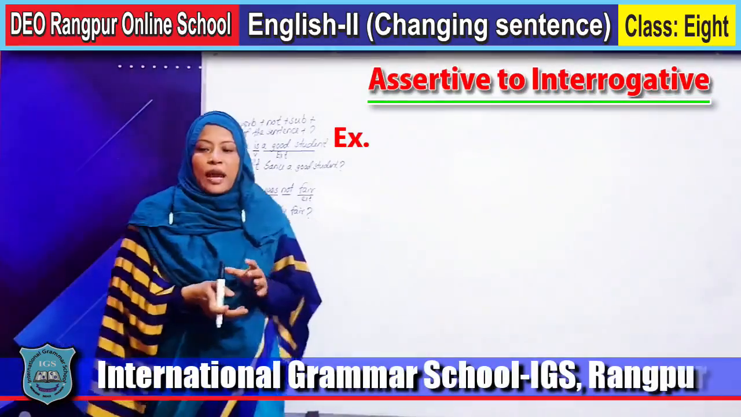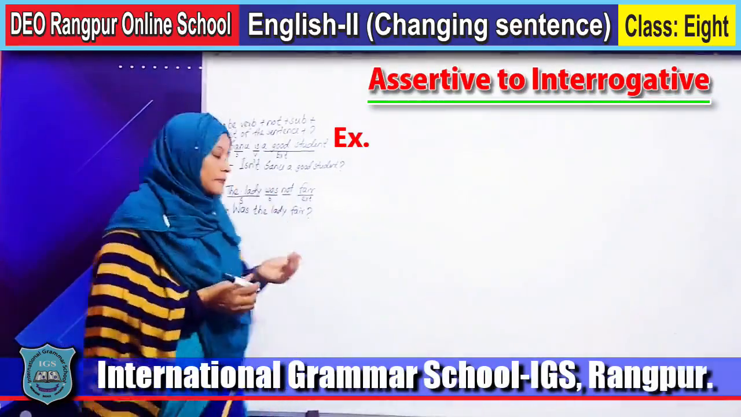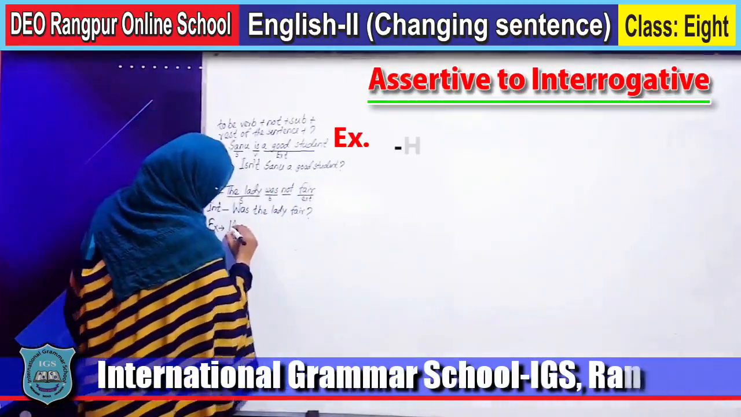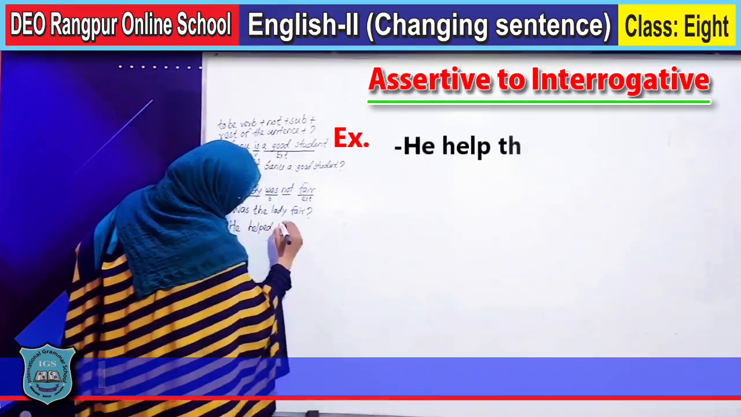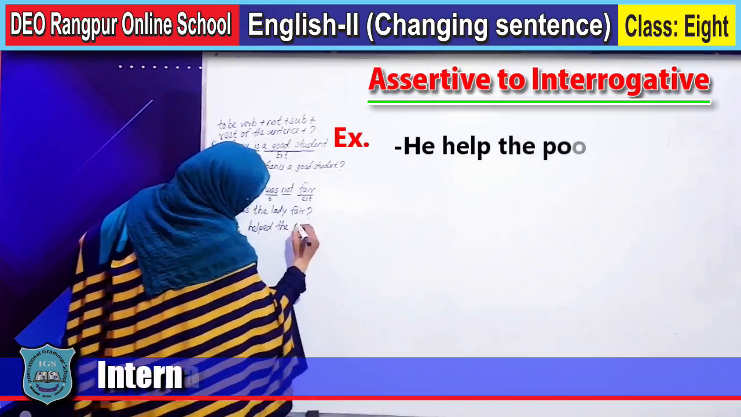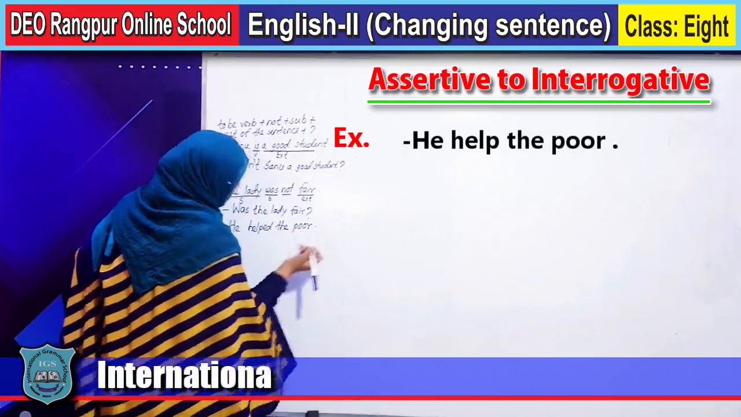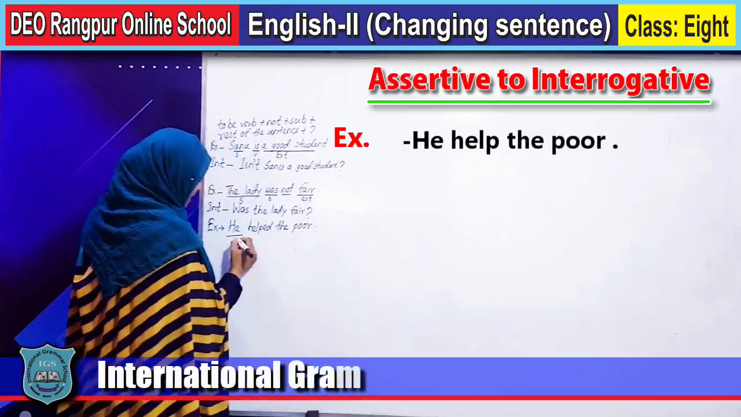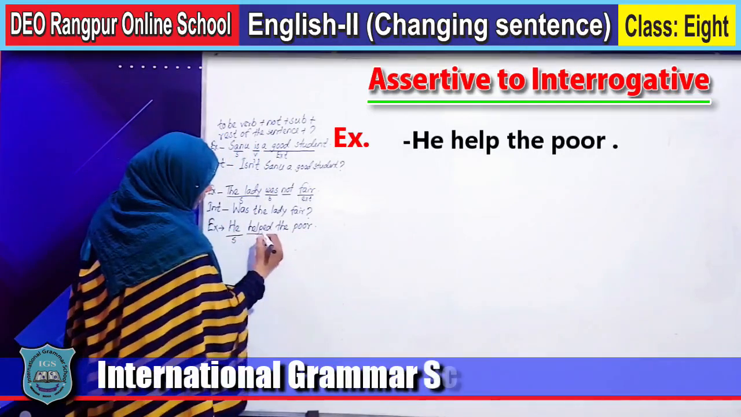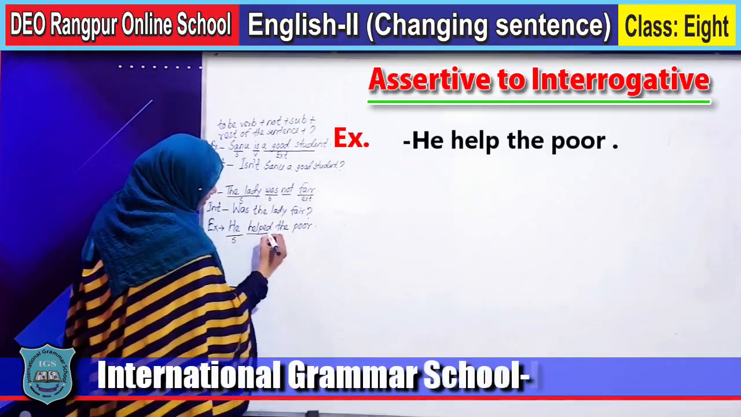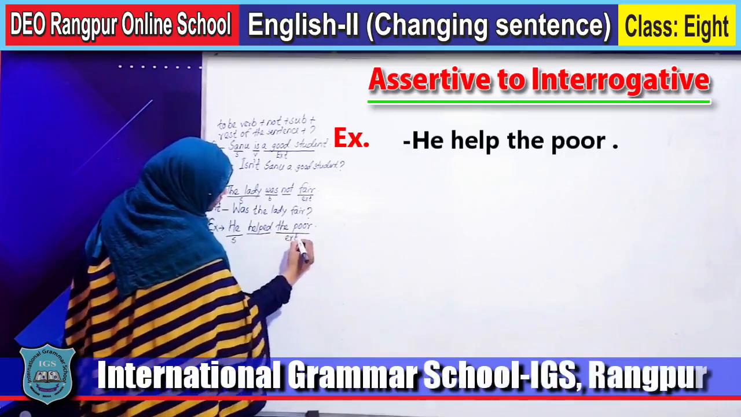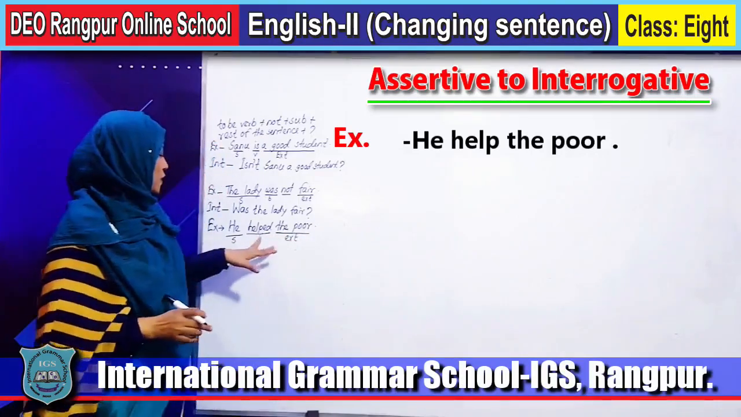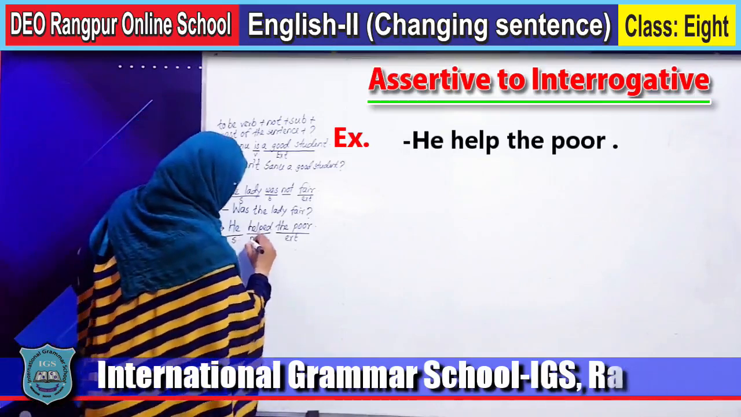Let's see an example according to rule 3. He helped the poor. Here, what is the subject? He. Helped is the verb and the poor is the extension. Help is here the principal verb.